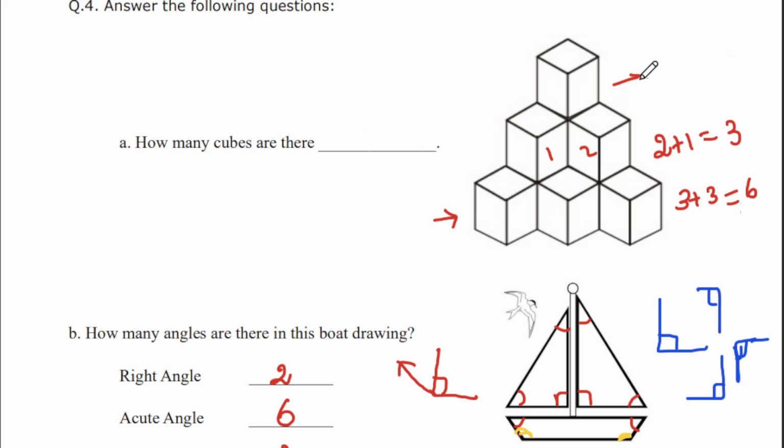And on top we have 1. Okay. So 6 plus 3 is 9, 9 plus 1 is 10. So 10 is the correct answer. Okay.